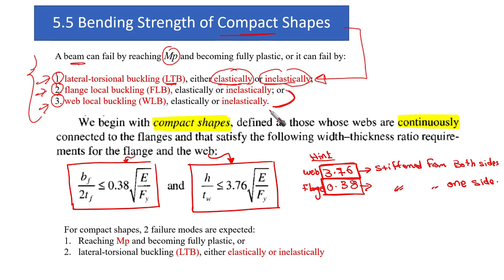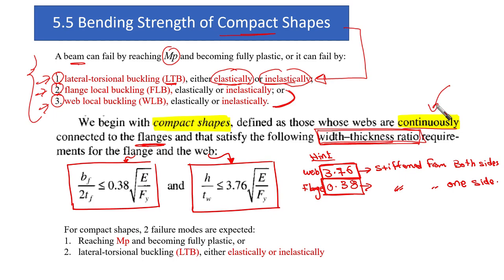Okay, so we will begin with the compact shapes, defined as those whose webs are continuously connected to the flange and that satisfy the following width to thickness ratio. So why do we need the width to thickness ratio? We want to be sure that there is no local buckling. And what is the meaning of continuously connected flange?